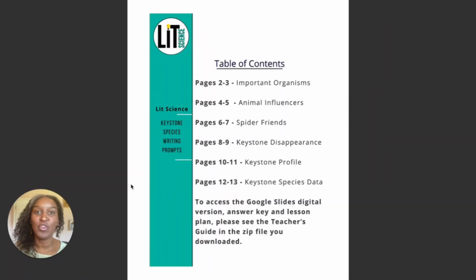Okay, so if you purchase this resource and download it, you are going to get a zip file, and in that zip file you'll have the PDF, which I'm showing you here, which is the student-facing, with the exception of the table of contents that are here. And then you will get a teacher's guide, which is mentioned here, that has your access to the Google slide deck so that you could assign it in Google Classroom if you want students to complete the prompts digitally, and an answer key and a lesson plan. So that would be in your zip file and your other part of what you downloaded.